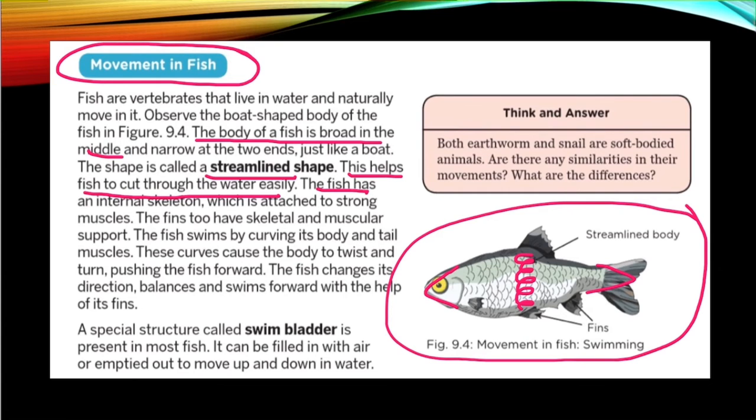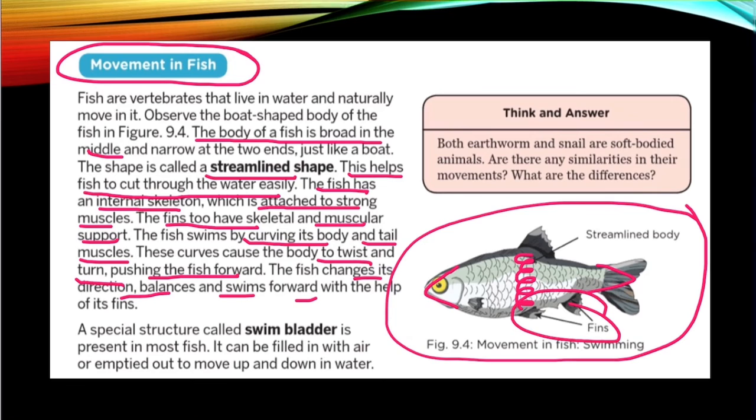Now the fish has an internal skeleton which is attached to strong muscles. The fins too have skeletal as well as muscular support. Next point is, how do the fishes move? They swim in water. And how do they swim? They swim by curving their body and tail muscles. These curves cause the body to twist and turn, and thereby push the fish forward. The fish changes direction, balances and swims forward with the help of its fins.